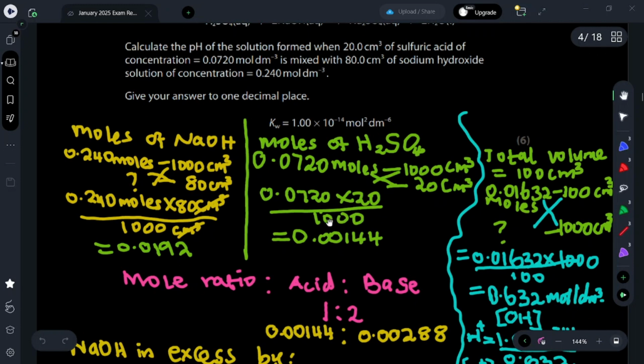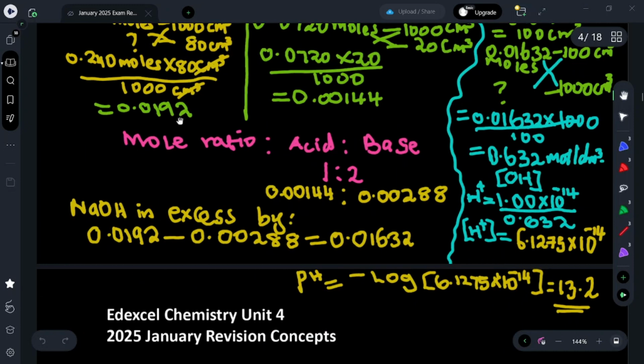After getting the moles of the two substances, we need to know the mole ratio. This 1:2. This helps us to know which substance is actually in excess. We have 0.0192 moles. When we minus what is required, we get what is going to remain for the base, 0.1632 moles of the base.